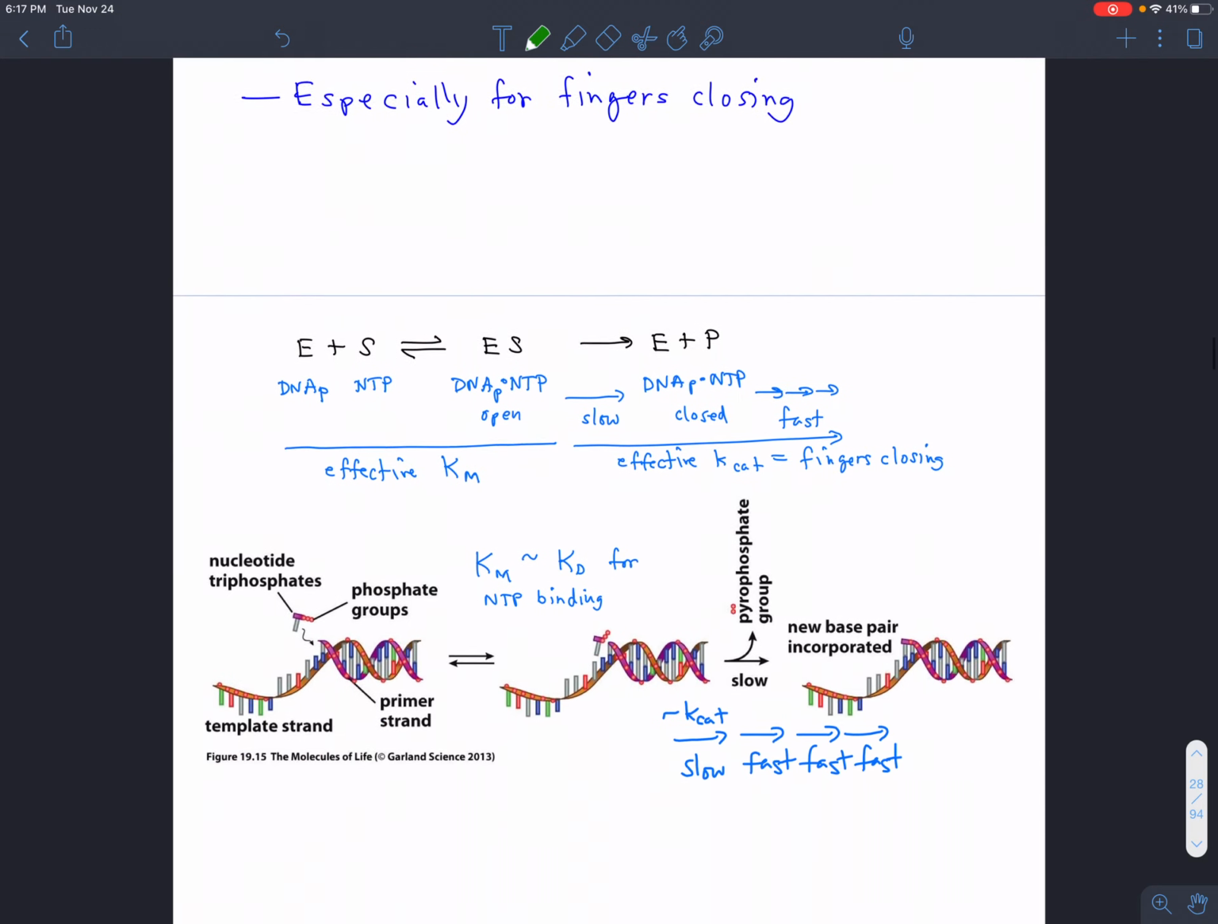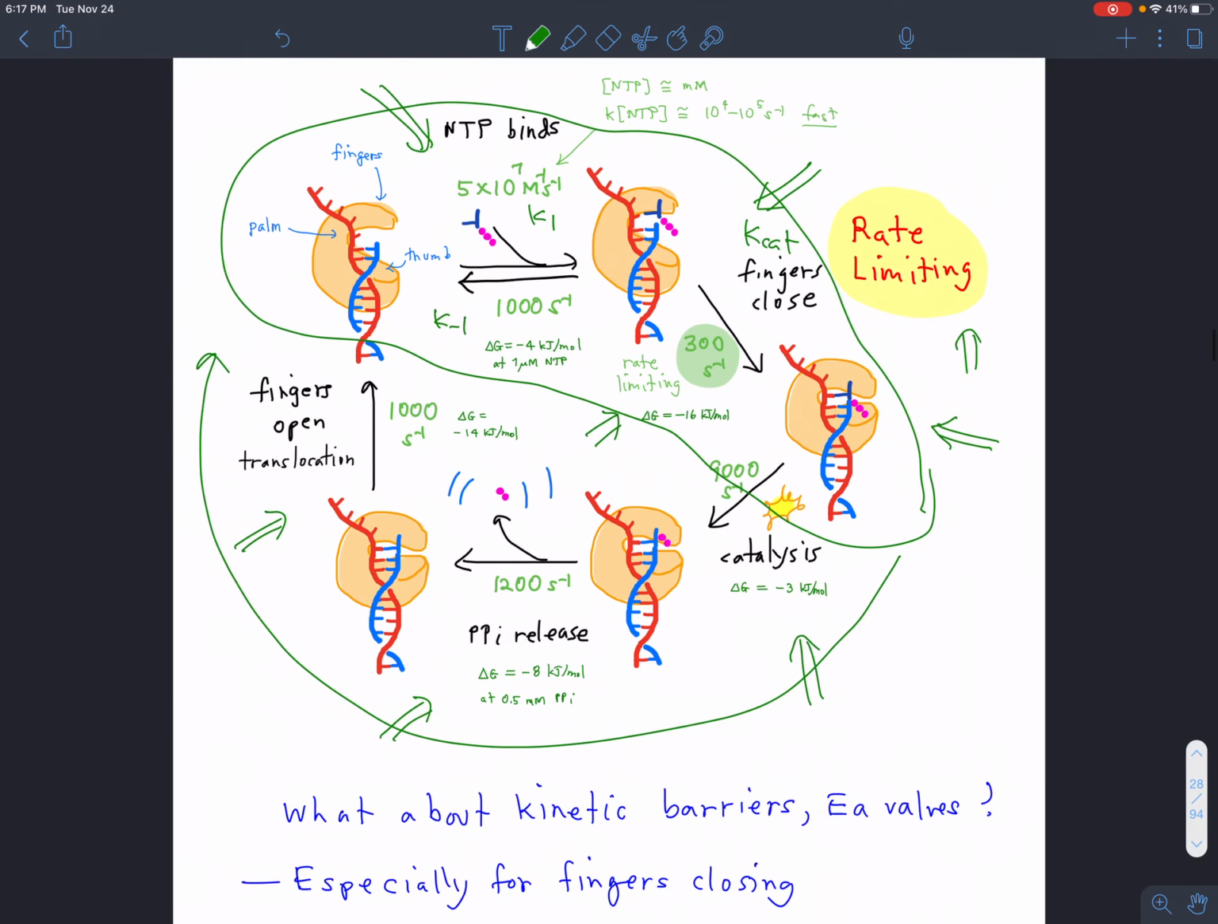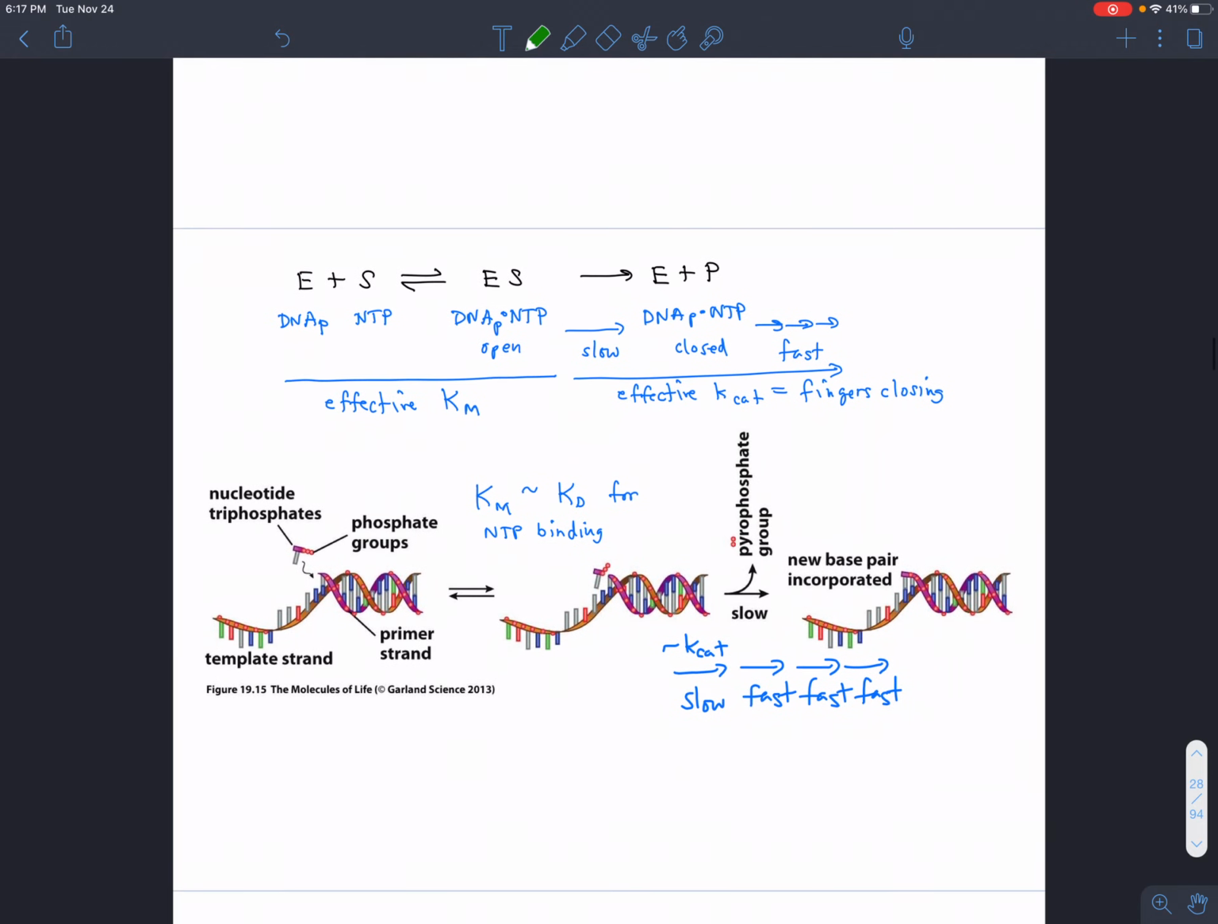And what that means is that this overall five-step mechanism really behaves like a two-step mechanism and behaves like Michaelis-Menten. Here it is again. Here's the Michaelis-Menten mechanism. And here's the binding step for the DNA polymerase to an NTP. Then for the DNA polymerase-NTP complex to close in this slow step, which would be k2, and after that it's fast steps that don't change things much.